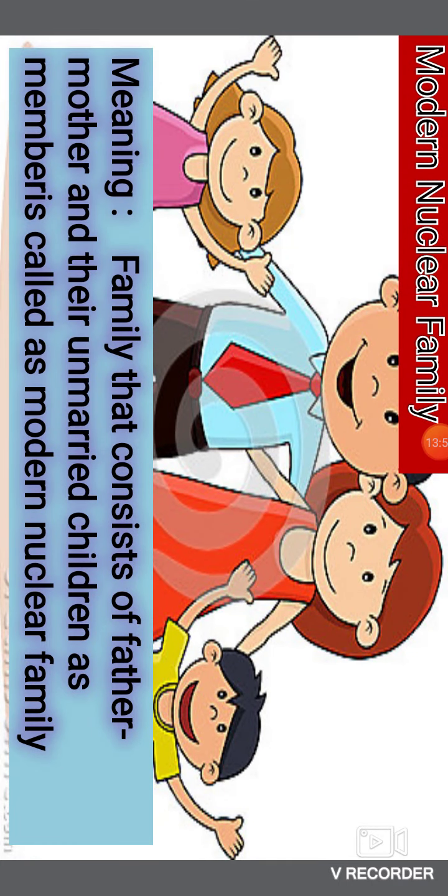And the next one, the third point, the types of these families. The first one, patriarchal family, the second one, matriarchal family, and the third one, the modern nuclear family. This classification is based on the structure and the generations living together. The families are divided as nuclear family, joint family, and extended family. Finally, a family consisting of father, mother, and their unmarried children as members is called the nuclear family.